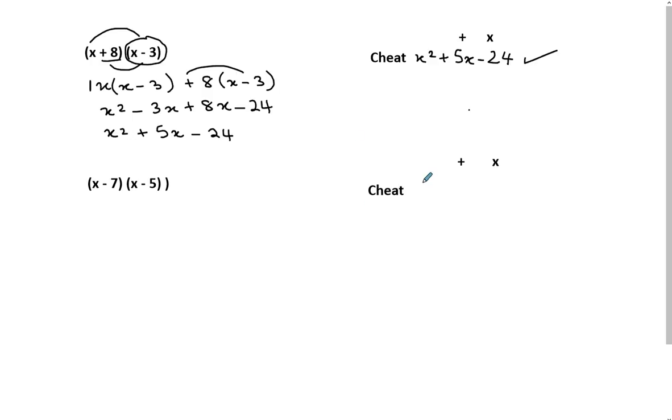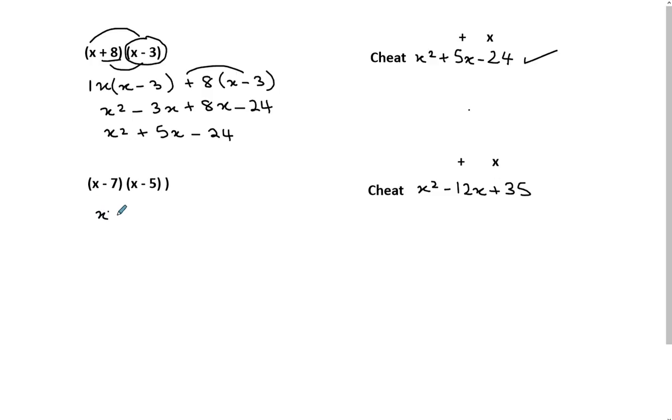Let's try one more. You know it's going to be x squared. You add your numbers. Minus 7 plus minus 5 is minus 12x. Minus times minus is a positive, and 7 times 5 is 35. Let's go for it, guys.